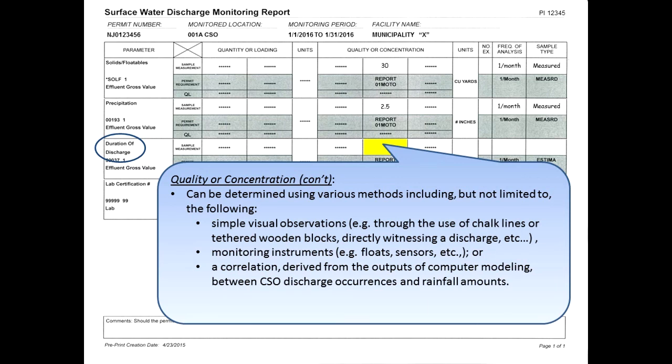For example, simple visual observations by representatives of the permittee during and after periods of precipitation may be adequate. Methods of visual observation include the direct witnessing of a discharge or observed evidence of a discharge through the use of chalk lines or tethered wooden blocks. The use of monitoring instruments, such as floats and sensors, may also be used to determine reported values. For some permittees, it may also be necessary to utilize outputs from computer modeling to derive reported DMR values. In these cases, the use of a correlation between CSO discharge occurrences and rainfall amounts would be appropriate.